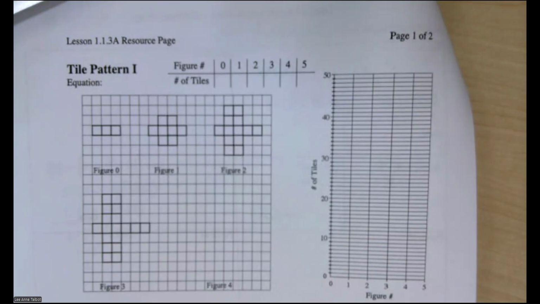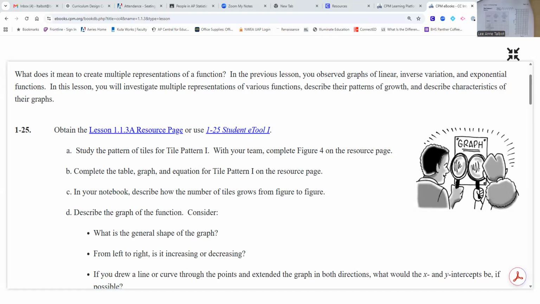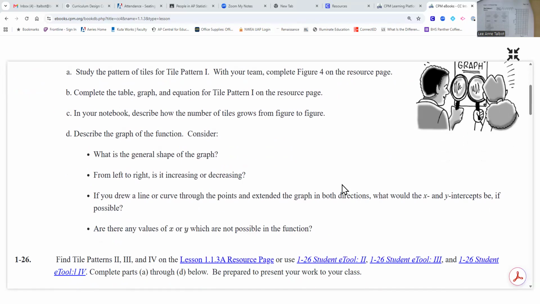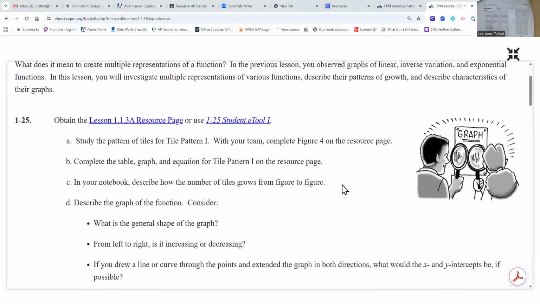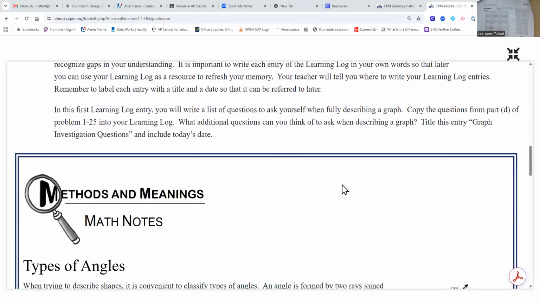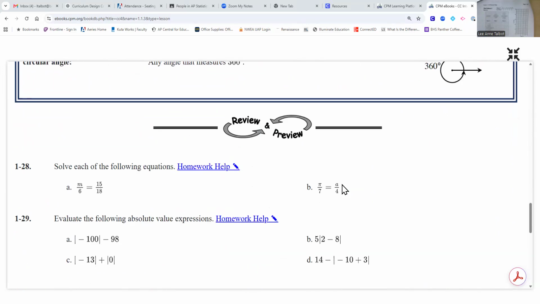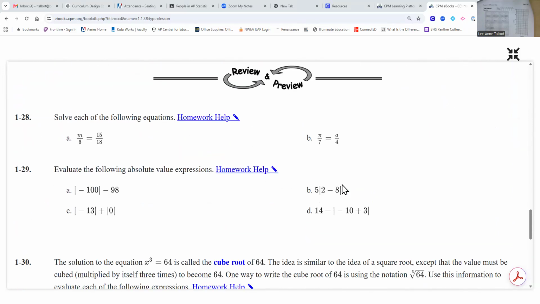Okay, we're gonna do this for the rest of the period. It's not long, but very importantly, I want to talk about the homework. Okay, so here's 25. And then scroll down. You guys could scroll down and find the review and preview section. Here's problems 28 to 31. You don't have to do them all. You don't have to do the last one.